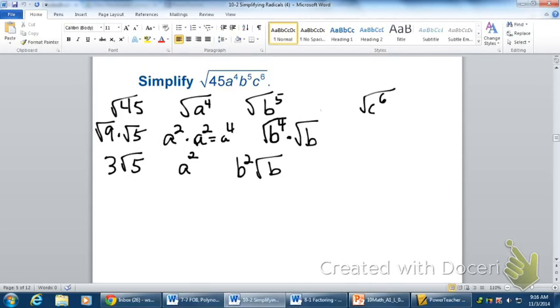Okay, c to the 6th. What about that? C to the 6th simplified. 3 times 3. C to the 3rd. Okay, because if you multiply that out, you get c to the 6th.